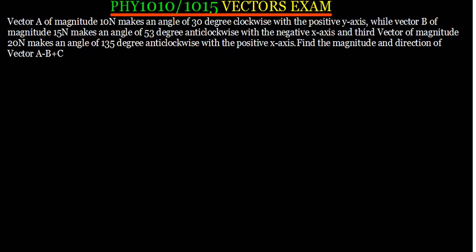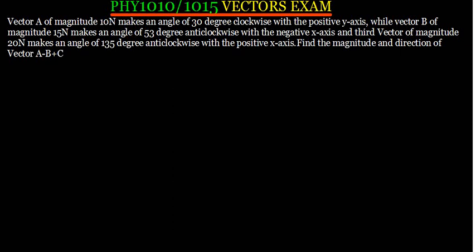Vector A of magnitude 10 newtons makes an angle of 30 degrees clockwise with the positive y-axis, while vector B of magnitude 15 newtons makes an angle of 53 degrees anticlockwise with the negative x-axis, and a third vector of magnitude 20 newtons makes an angle of 135 degrees anticlockwise with a positive x-axis. Find the magnitude and direction of the vector A minus B plus C.